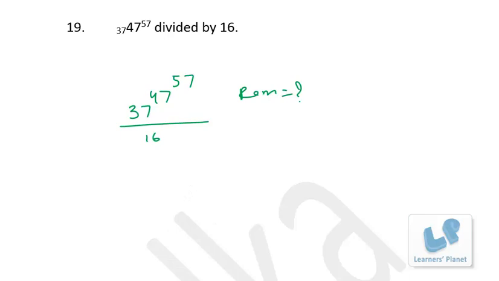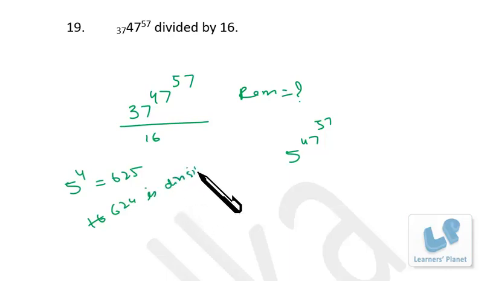Now the first step that we have to do: from 37, we will deduct 32 because 32 is a multiple of 16. So we are left with 5 raised to 47 raised to 57. Now in the power of 5, we have 5 raised to 4, that is 625, and 16 is a factor of 624. That means 624 is divisible by 16. So what we can do, we can find out how many 4s are there over here. So we can convert them to 5 raised to 4. So 47 raised to 57.